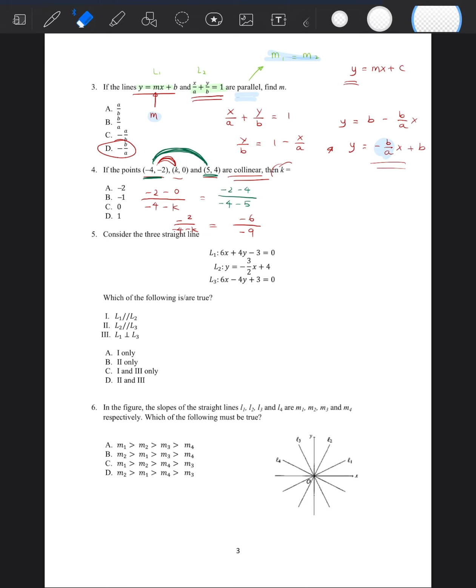Or if you don't want, you can just cross multiply immediately. So minus 2 times minus 9 equals minus 6 times minus 4 minus k. So 2 times 9 is 18, equals 24 plus 6k. So minus 6 equals 6k, and therefore your k equals minus 1. So when you look at your choices, you will see that k is minus 1, so therefore your answer is B.